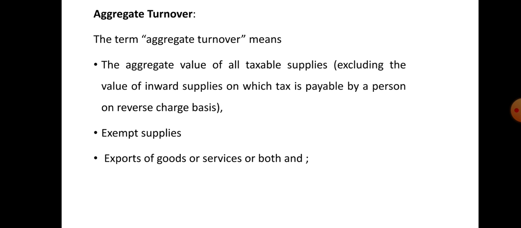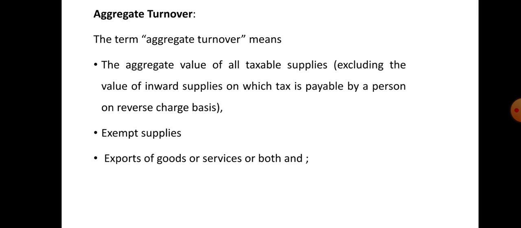Aggregate turnover means the aggregate value of all taxable supplies. All taxable supplies means any interstate supply, any intrastate supply of goods and services that we are considering here, excluding the value of any inward supplies. Inward supply means the supply which is in the receipt of the supplier, on which tax is payable by a person on reverse charge basis, that you have to exclude here for the aggregate turnover.